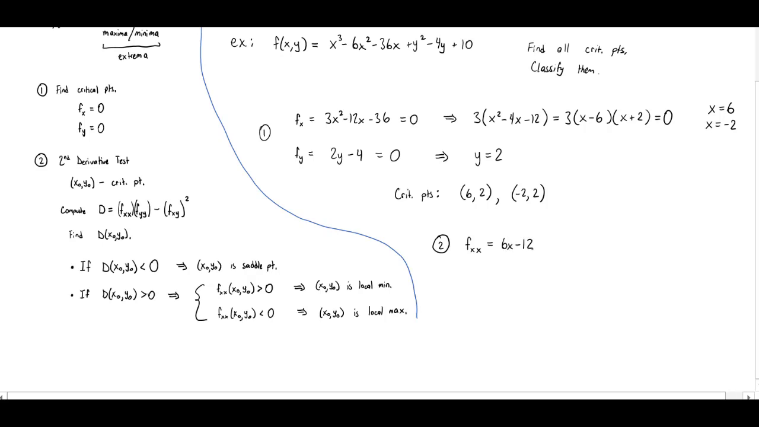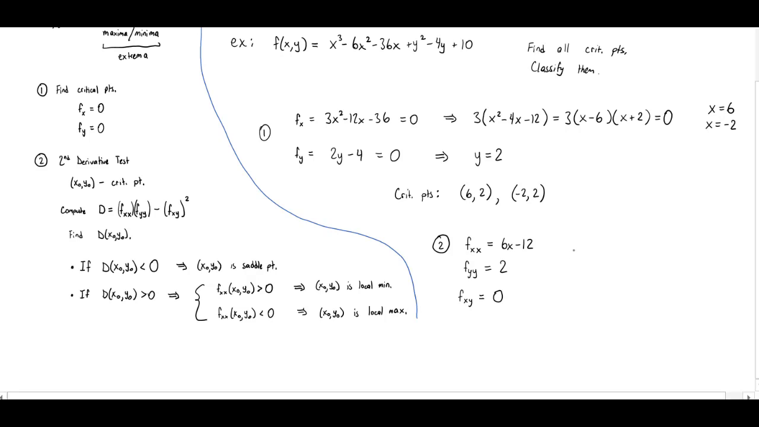Okay? Fyy is going to be 2. And fxy, which is the same as fyx, in this example would be 0. Okay? All right, everyone good with that?